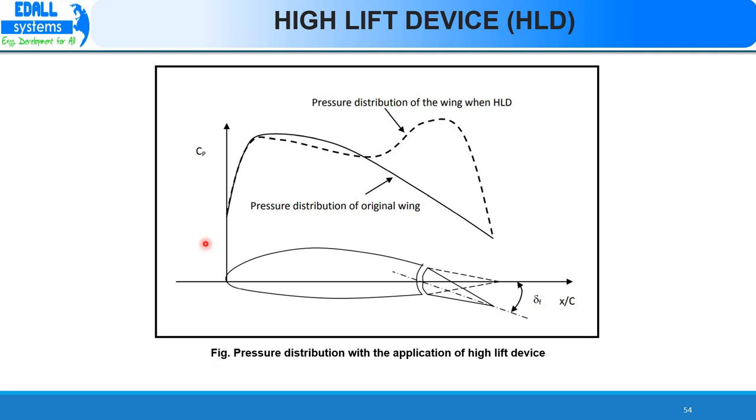The figure shows variation of pressure distribution Cp along the wing chord x by c. The straight line in this graph indicates pressure distribution when the high lift device, that is flap, is not deflected. When the high lift device is deflected at an angle of delta F, the pressure distribution Cp of the wing changes along the wing chord, which is represented by the dotted line.